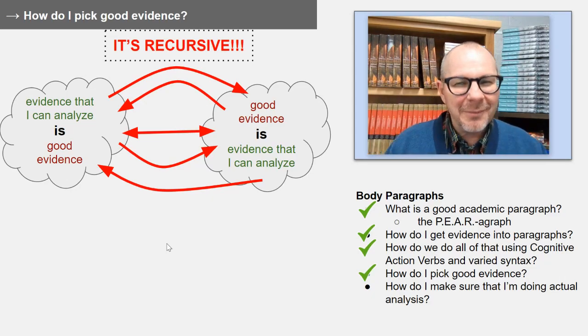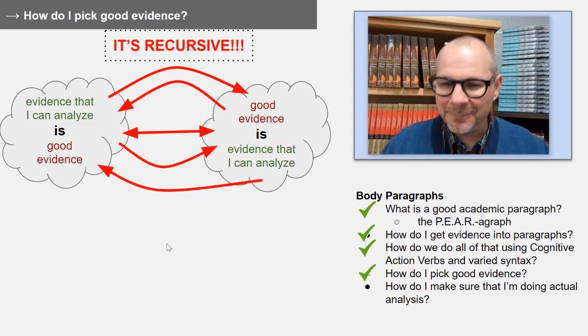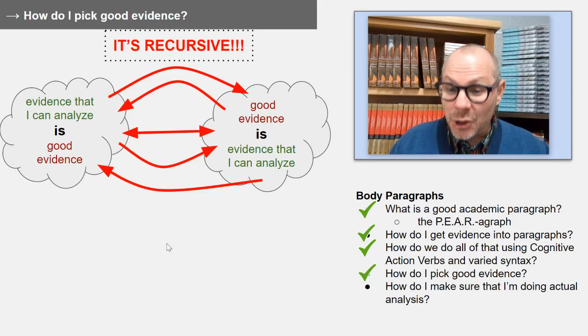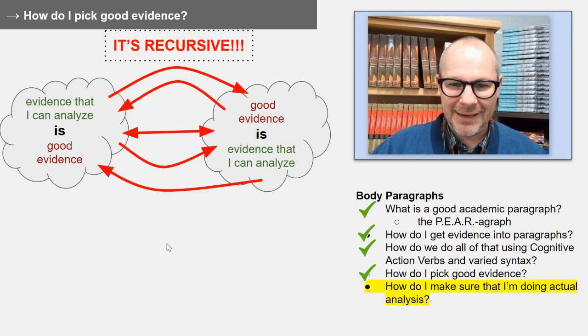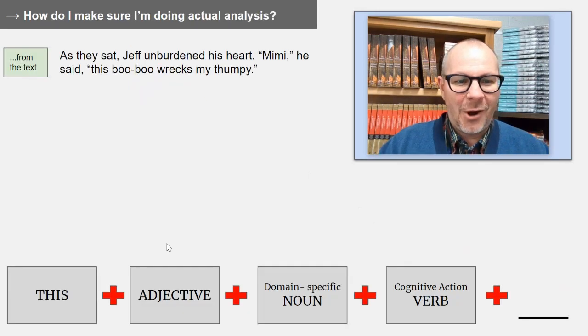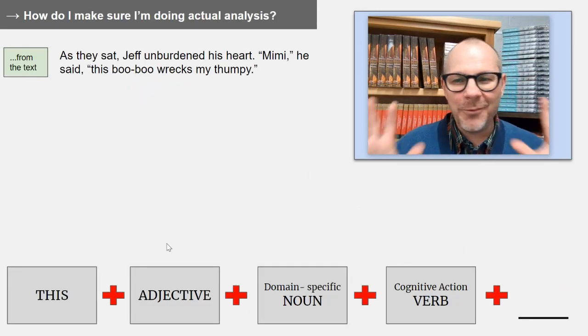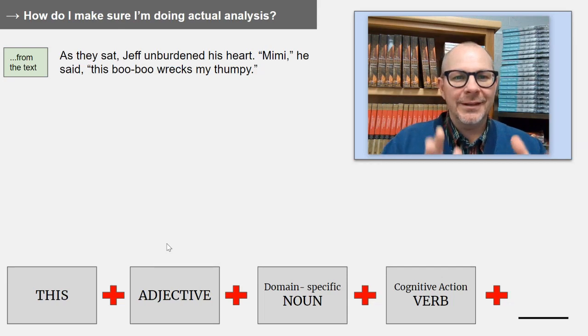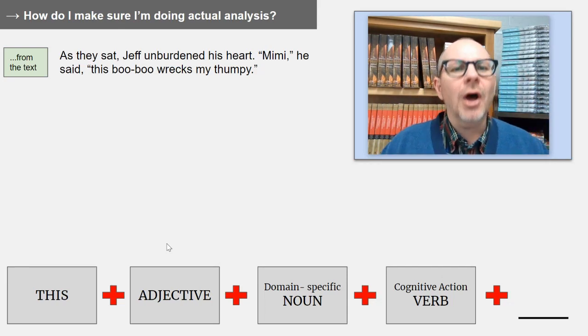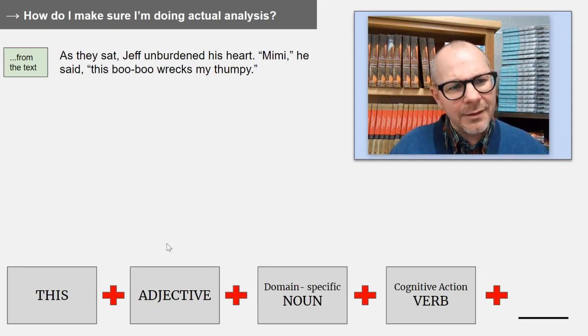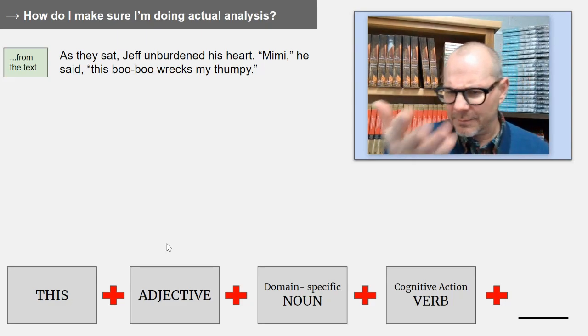The next part is, here we go. How do I make sure that I'm doing actual analysis? All right, let's see what we can get into here. All right, so I wrote this. It's horrible. I hope you never read a book that has a sentence this dumb in it. But here it is. As they sat, Jeff unburdened his heart. Mimi, he said, this boo-boo wrecks my thumpy. That's from the text. That's the evidence from the text. This is a quotation from the text.